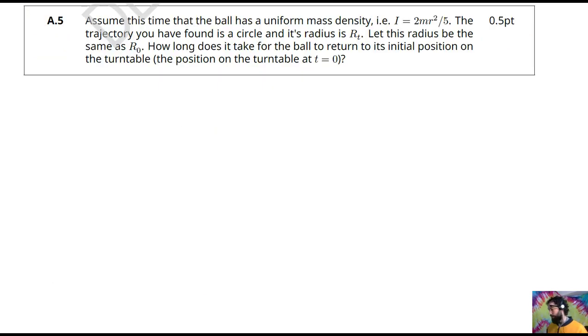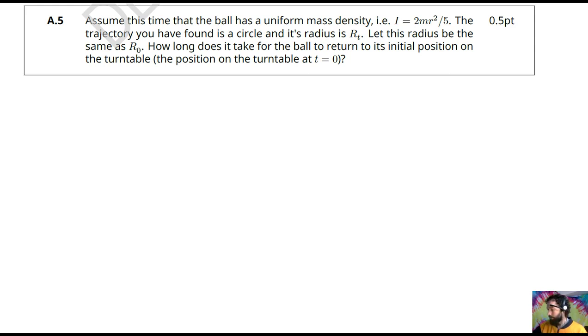Okay, so now we're going to do part A5, and for this bit here, what we want to do is figure out how long it takes the ball to return to the same spot on the turntable. Now note, this isn't the same spot from the lab's frame point of view, this is the same spot from the turntable's point of view.